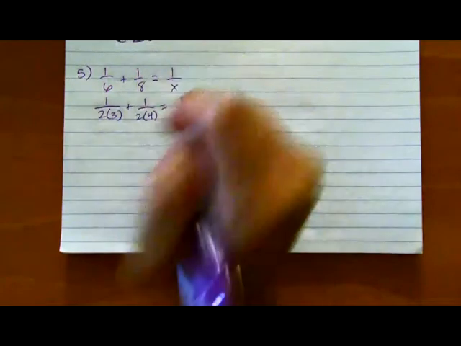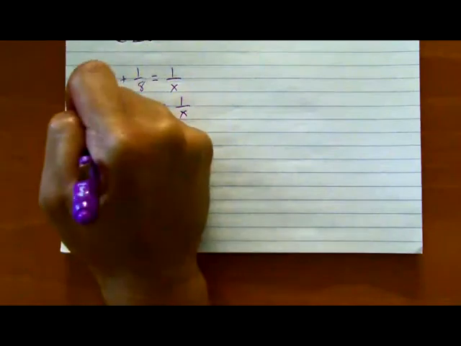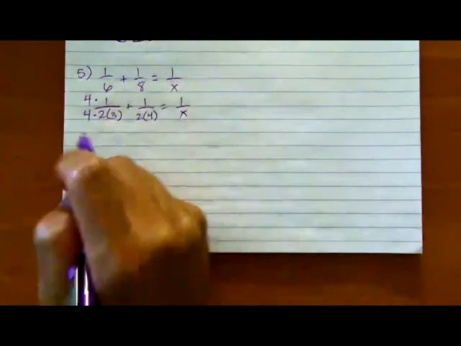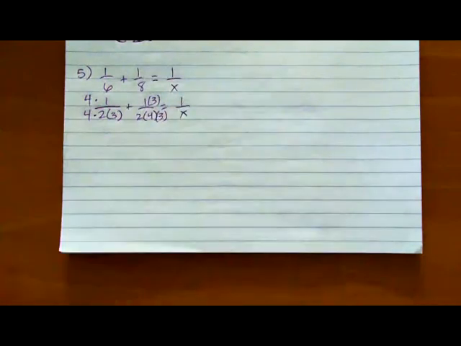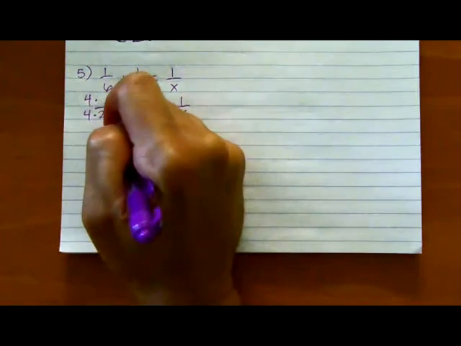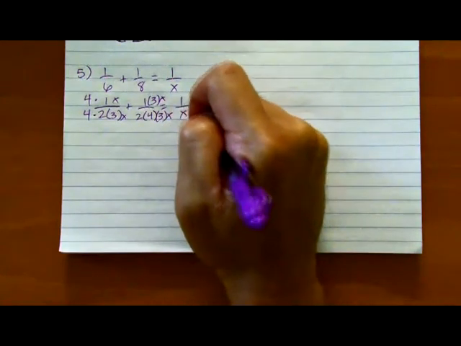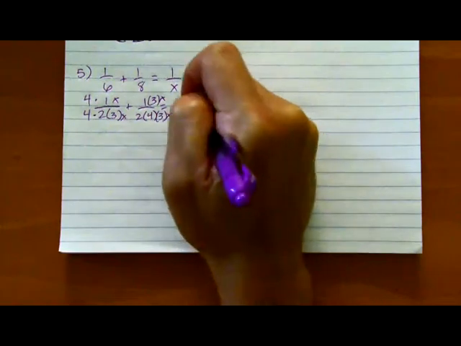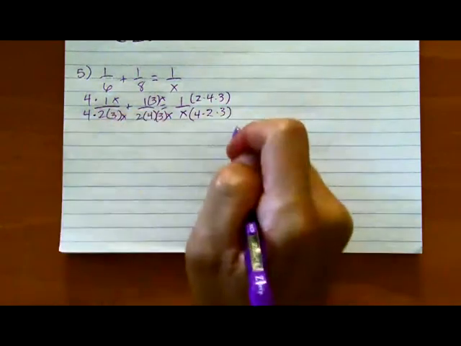1 over x. Okay, so this denominator is missing the 4. So multiply top and bottom by 4. This denominator is missing a 3. So top and bottom we multiply by 3. These denominators are missing the x. So we need to multiply top and bottom for both by x. This denominator here needs to multiply by 4, 2, and 3. Now all the denominators match.